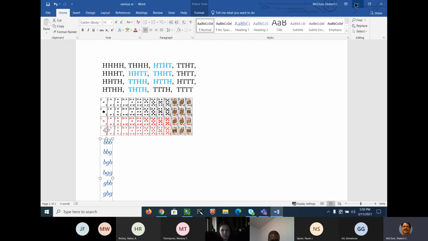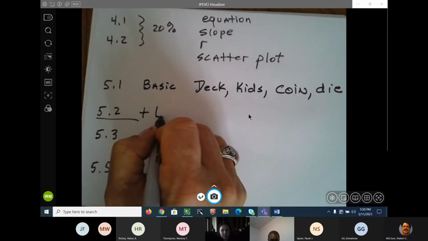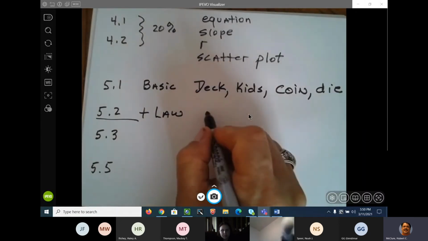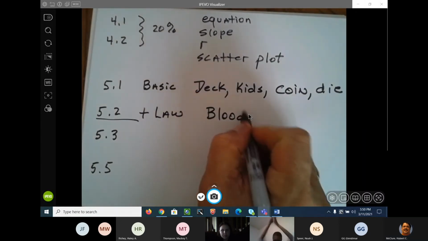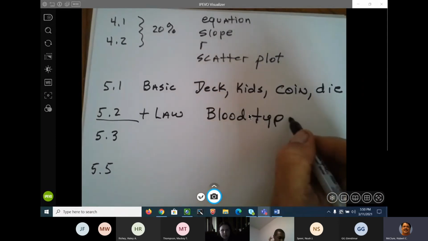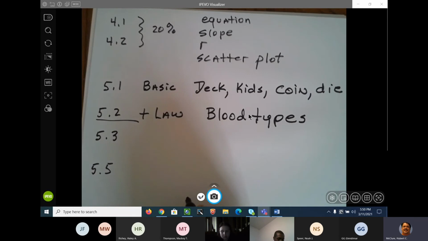Okay. 5.2 is the additive law. And that's the one that I showed you last with the blood types. I like to do the blood types because you can do that one chart and you can do like 18 problems just after that one chart. You can go A and O. You can go O and AB. You can go RH negative and B. You can do all kinds of different things with that blood type question.